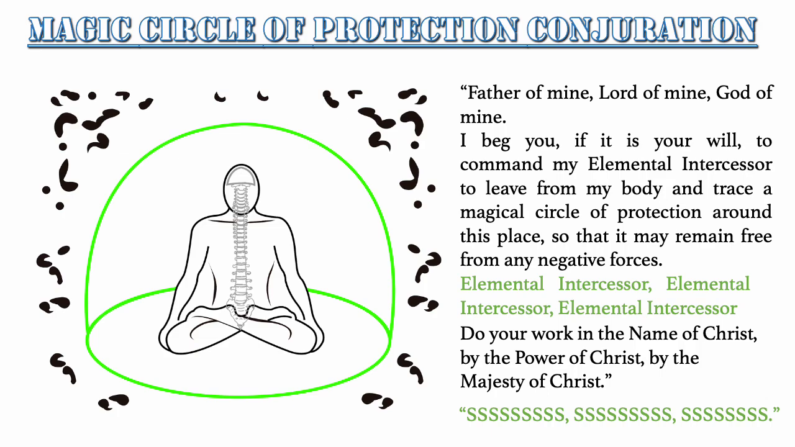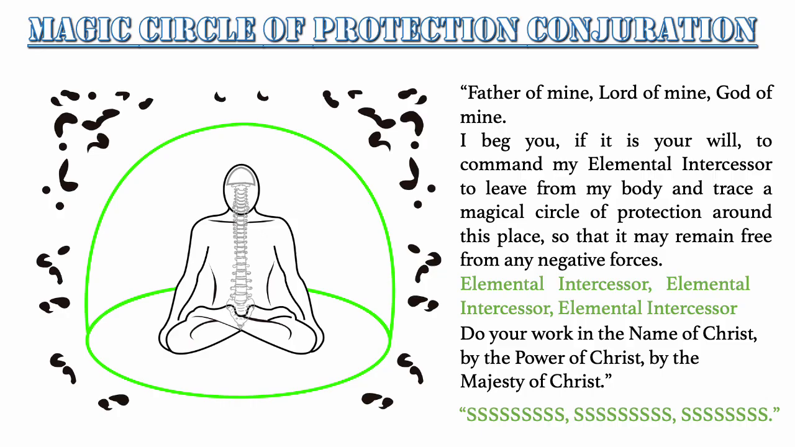Father of mine, Lord of mine, God of mine, I beg you, if it is your will, to command my elemental intercessor to get out from my body and trace a magical circle of protection around this place in order to make it free from the forces of evil. Elemental intercessor, elemental intercessor, elemental intercessor. Do your work in the name of Christ, by the power of Christ, by the majesty of Christ.